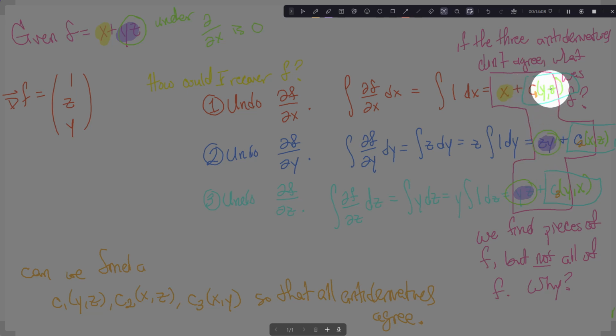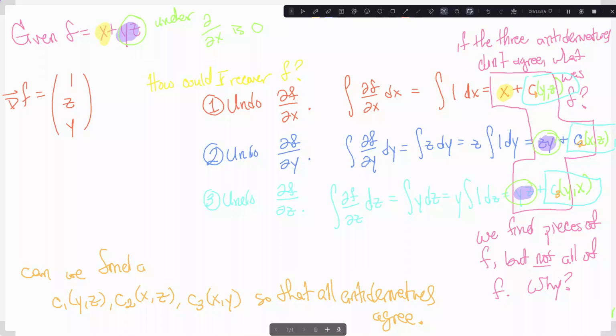I compare to the other two cases and I say, okay, C1 of yz, how can I get that to agree with the other two cases? Well, I can make C1 equal to zy. And C2 of xz, how can I make that agree with the other two cases? Well, I can make it equal to x. And C3 of yx, how could I make that agree with the other two cases? Well, this case is now zy plus x. This case is now x plus yz. These are the two same cases. This C of y and x just needs to be x.